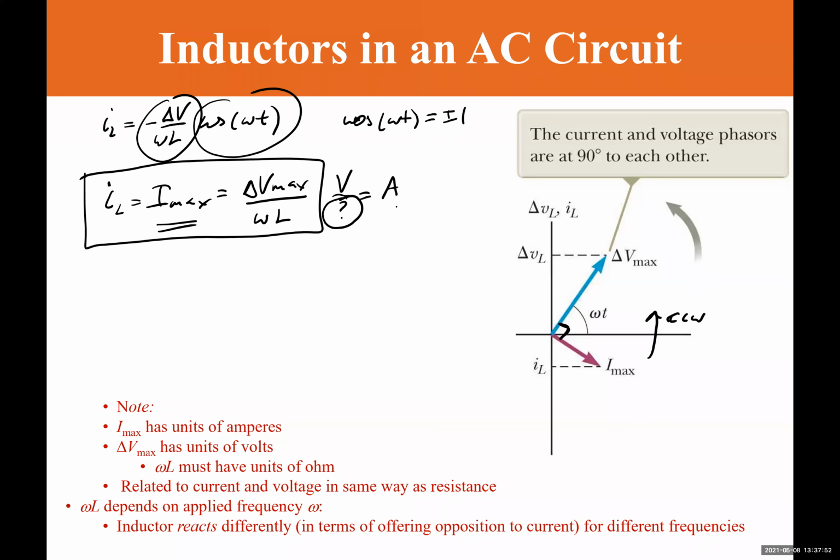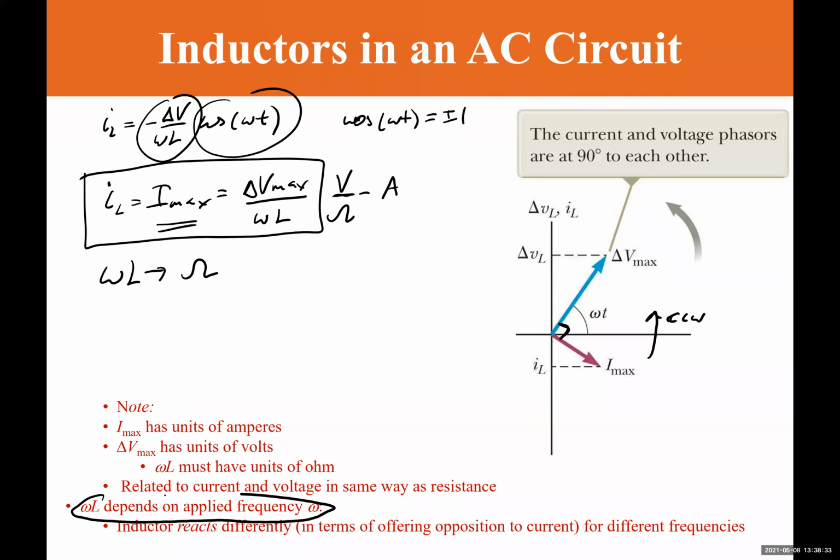That means omega L technically has units of resistance, okay? That means this omega times L, this quantity here, represents a resistance in the AC circuit when you have an inductor in the circuit, okay? That means, in a way, this inductor in the AC circuit acts like a resistor. It acts as if it was a resistor. That means the combined unit is ohms.